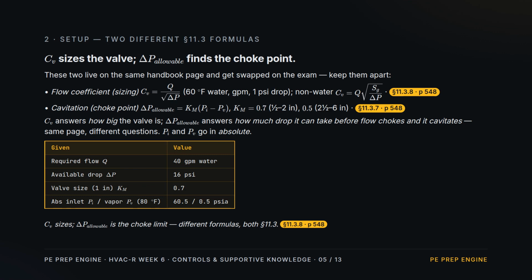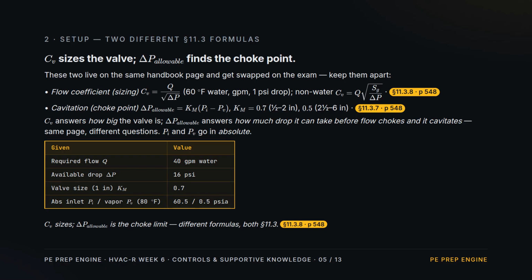Setup. Two look-alike valve formulas that get swapped on the exam. The flow coefficient sizes the valve. CV equals flow over the square root of the pressure drop, for 60-degree water in gallons per minute at a 1 psi drop. For anything else, multiply by the square root of specific gravity.